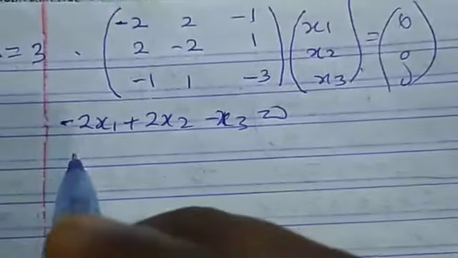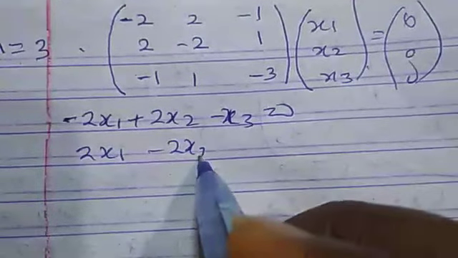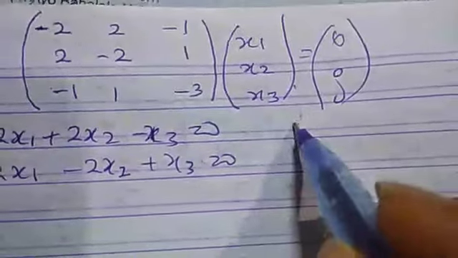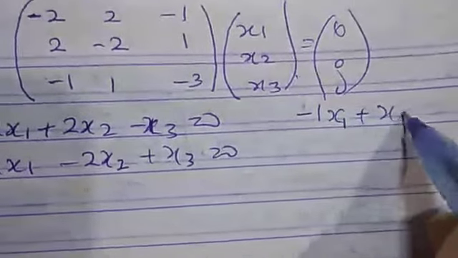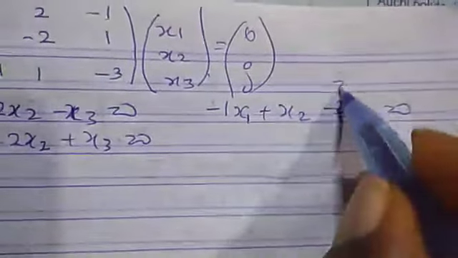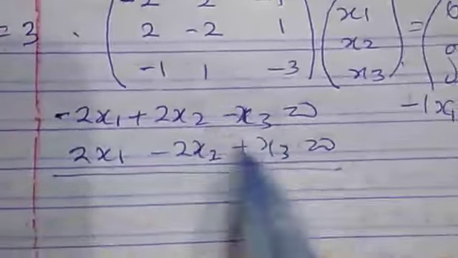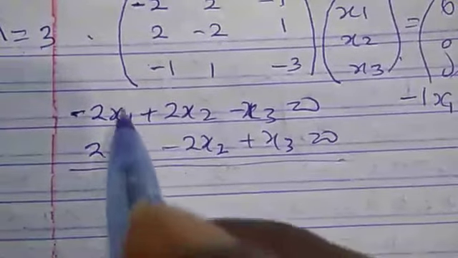The second line will be 2s1 minus 2s2 plus s3 equal to 0, while the third one is minus s1 plus s2 minus 3s3 equal to 0. From this, if we add the two equations together, what we are going to have left is, in fact, this one too will leave.